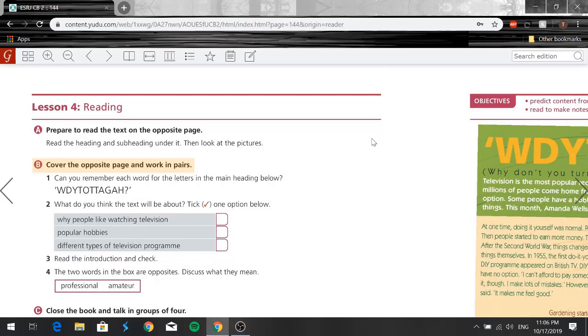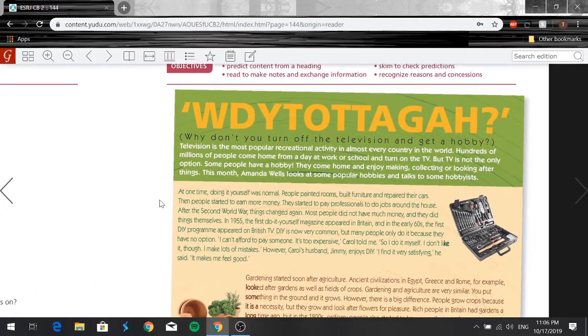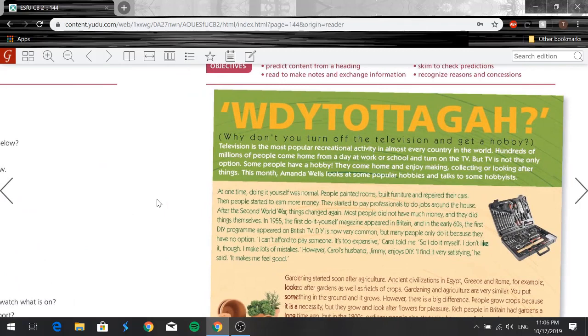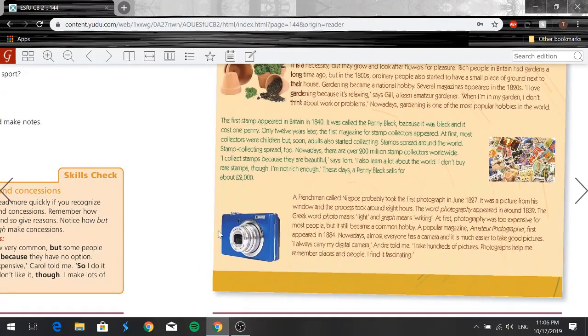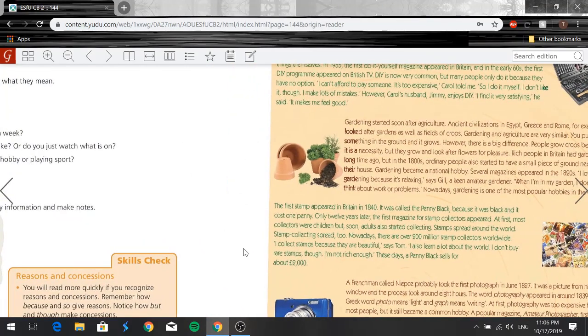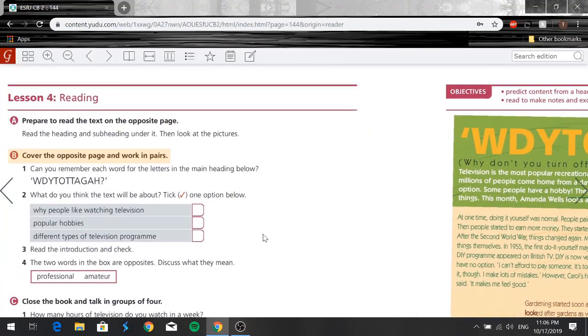Here we have exercise A. Prepare to read the text on the opposite page. Read the heading and the subheading under it, then take a look at the pictures. So here we have WDYTOTTAGAH and question mark. So what does that stand for? Well, it stands for, why don't you turn off the television and get a hobby? Alright, so based on some of the pictures here, it looks like it's comparing some of the more popular hobbies that people used to have.